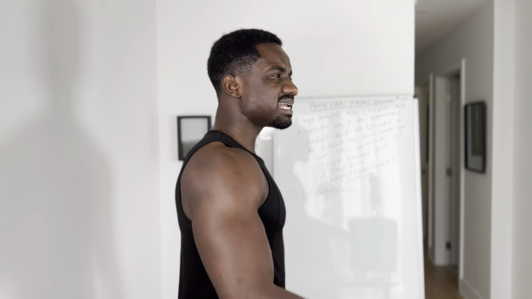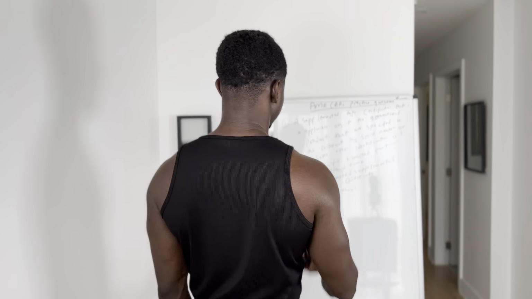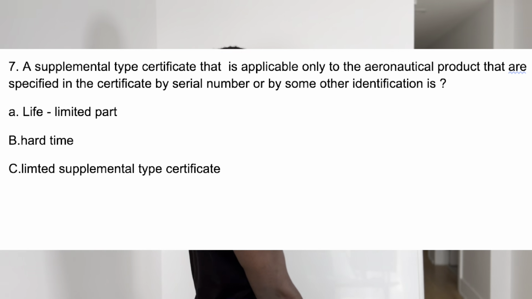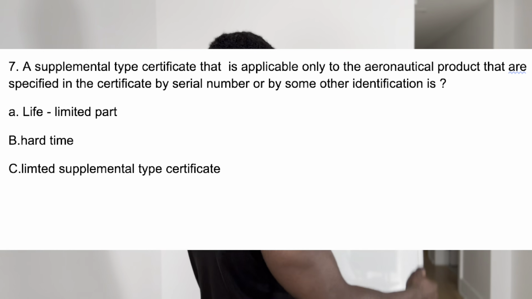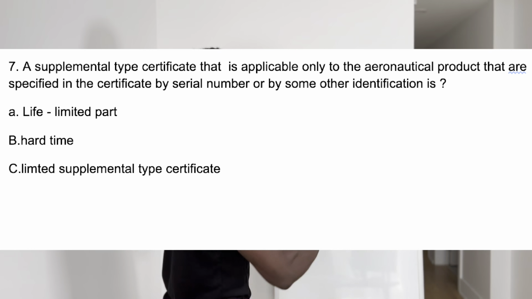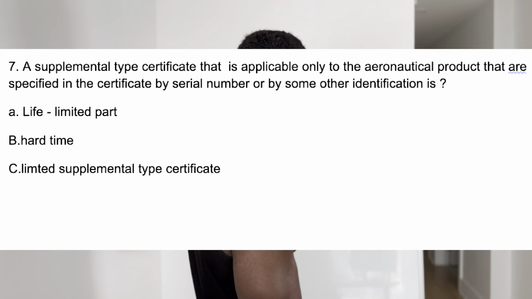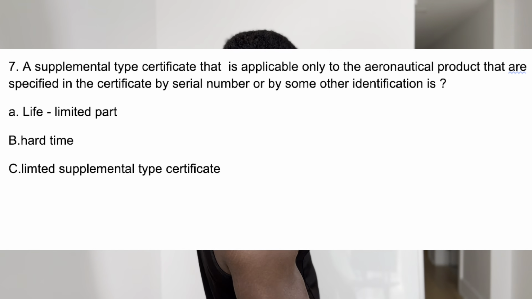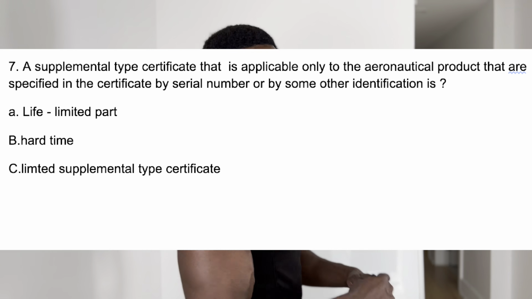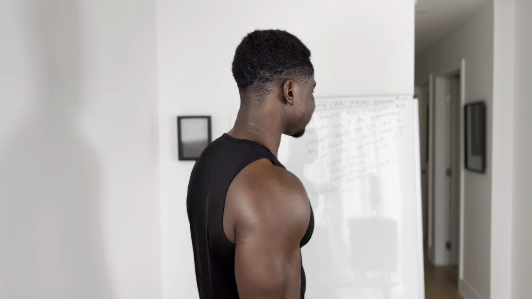All right, so imagine you're doing your examination, and you get a question like this: A supplemental type certificate that's applicable only to aeronautic products that are specified in the certificate by serial number or some type of identification is A, life limited parts, B, hard time, C, limited supplemental certificate. So we are going to look at some terminologies and understand, right?